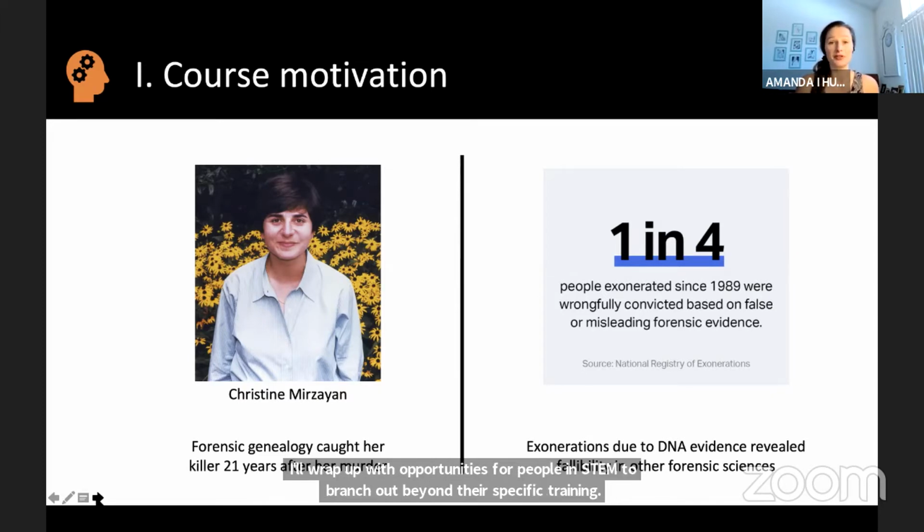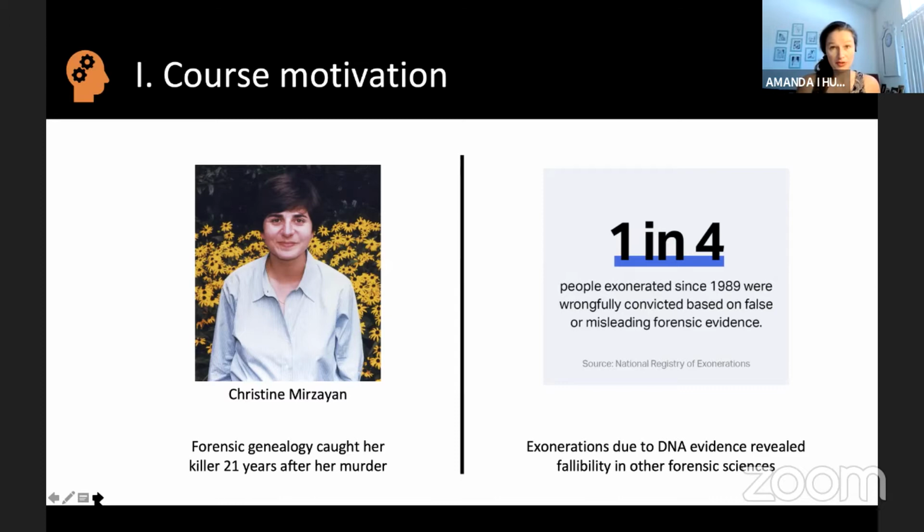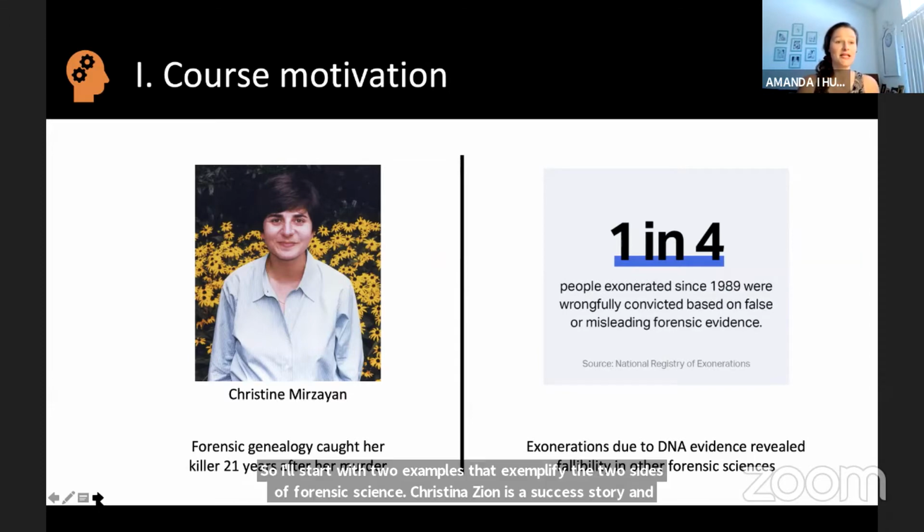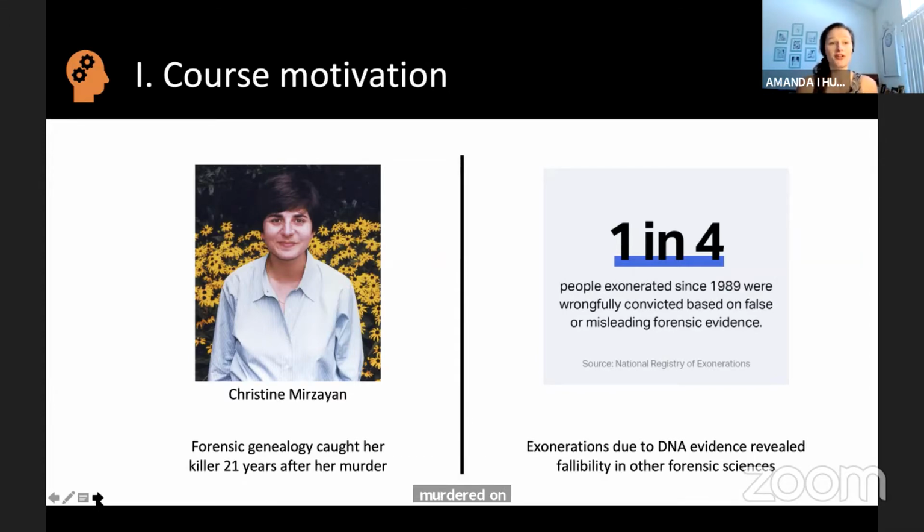And you may have heard of the Christine Mirzayan Science Policy Fellowship at the National Academies, which was created in her honor. So the case went cold, and after 2 decades comparing DNA profiles of relatives to DNA evidence found at the scene, in a field called forensic genealogy, authorities caught her killer 20 years later. So DNA evidence is an amazing technology, and it's a gold standard.